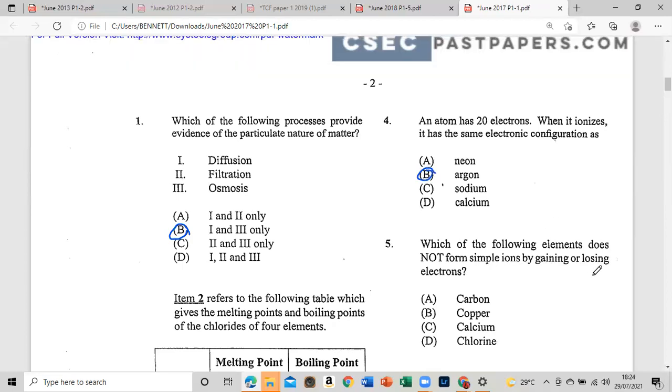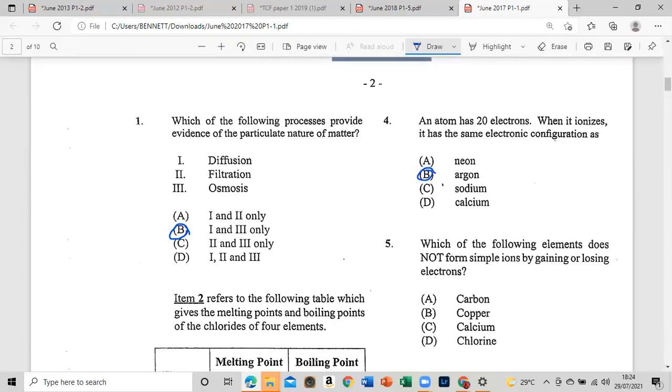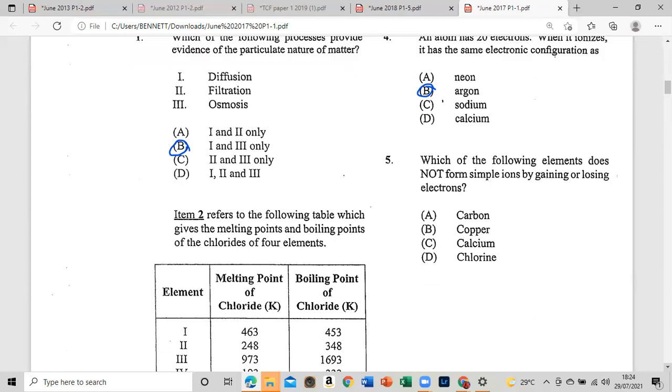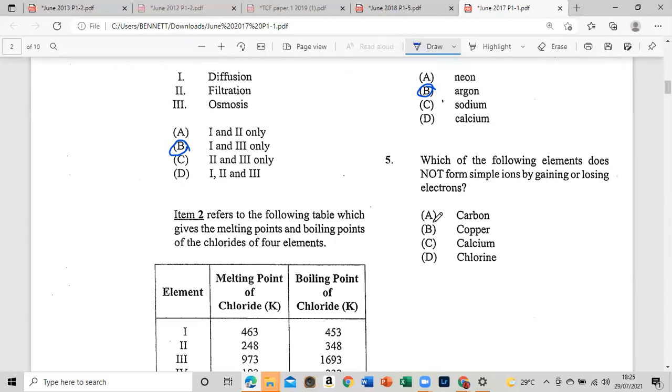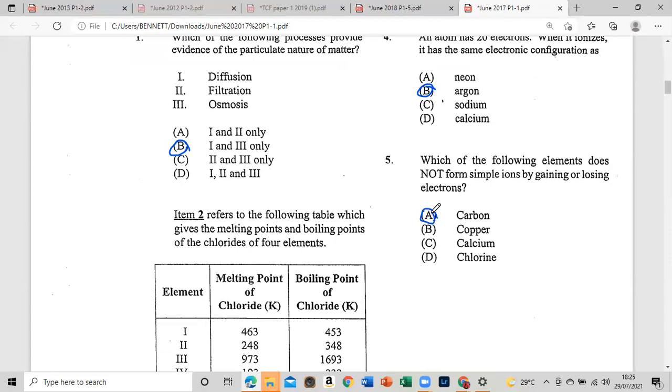Number 5, which of the following elements does not form simple ions by gaining or losing electrons? Is it carbon, copper, calcium, or fluorine? And it is indeed carbon. Let's move on to 6.